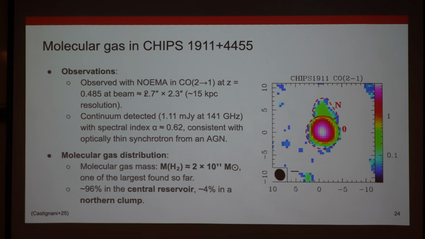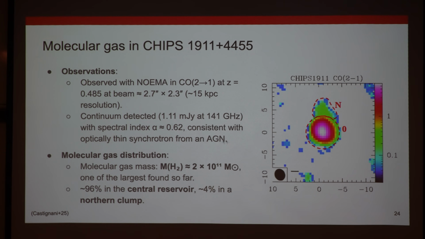So this one they used NOEMA, somewhere in Europe, I think, not sure. And then they measured the observation. The sub-millimeter observation measured the CO 2-1 emission line at a redshift of 4.85 with a beam size of roughly 2.7 arcseconds. Here is the beam size of the images. What they reported is that they detected the continuum emission here with a spectral index of 0.62, which is consistent with optically thin synchrotron emission.